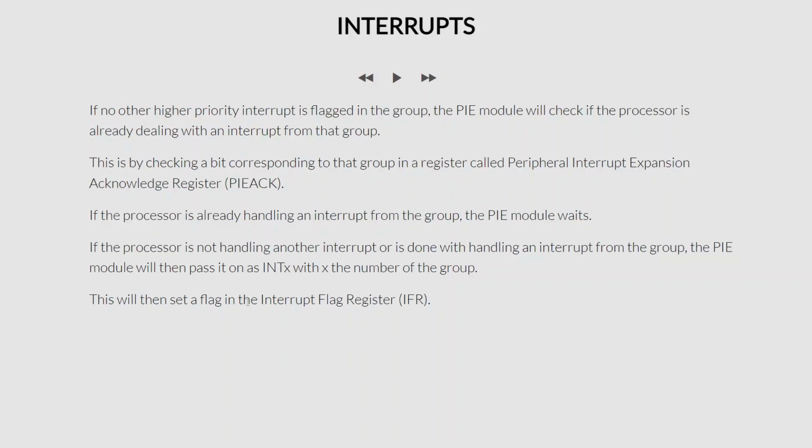Alright, and at the same time this will set a flag in the interrupt flag register. This is the global interrupt flag register that is handled by the processor. Now we are no longer talking about the PIE module because now it has moved on, right? The PIE module has passed it on to the processor. So this means that this register will have a bit set corresponding to that group.